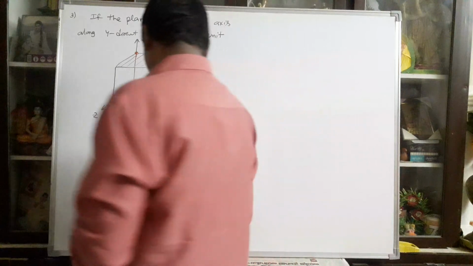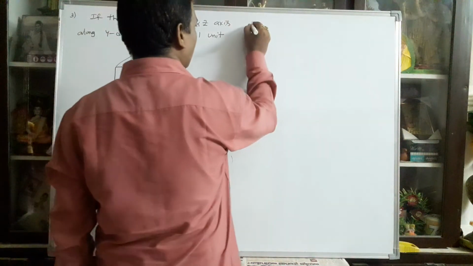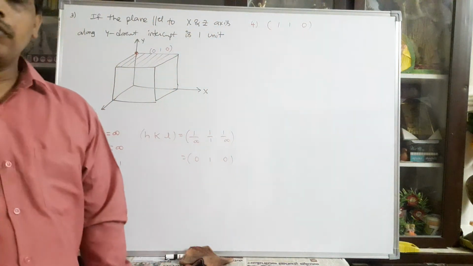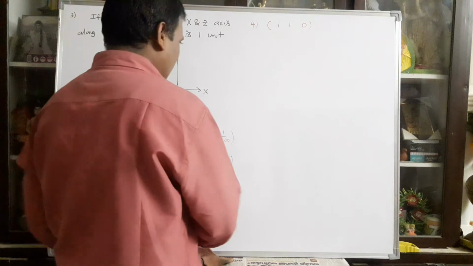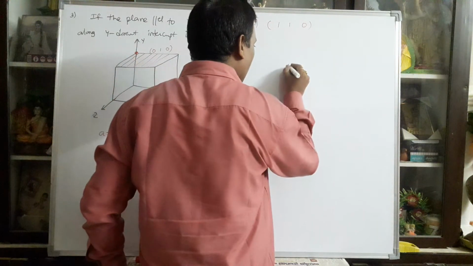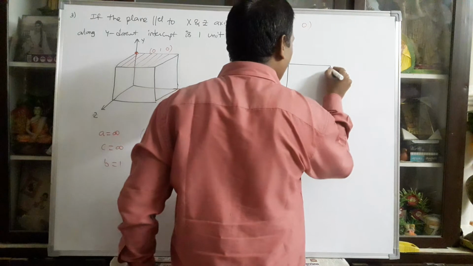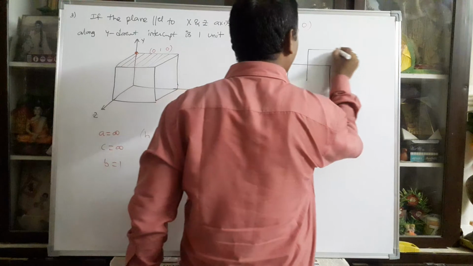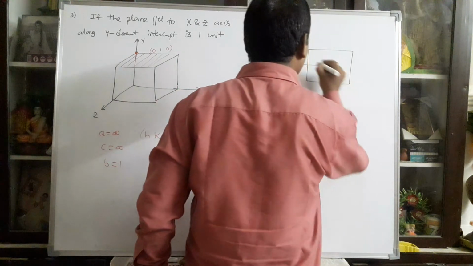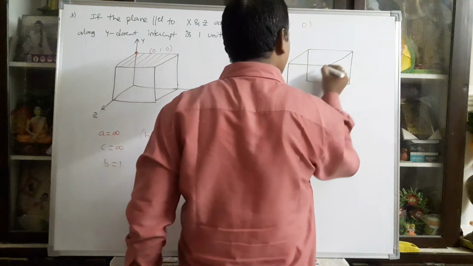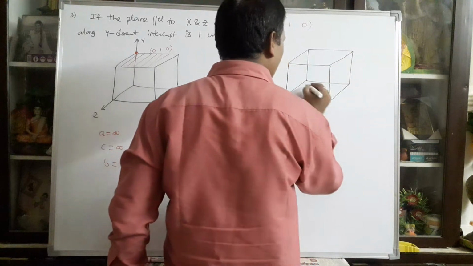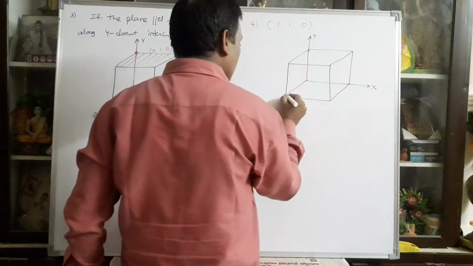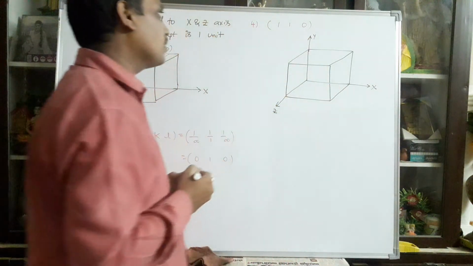In cubic structure, I am drawing one more plane. You can take one more example, that is 1, 1, 0 plane. For this case, you can take one cubic structure and crystallographic axis, x direction, y direction, z direction. You can draw the Miller indices.